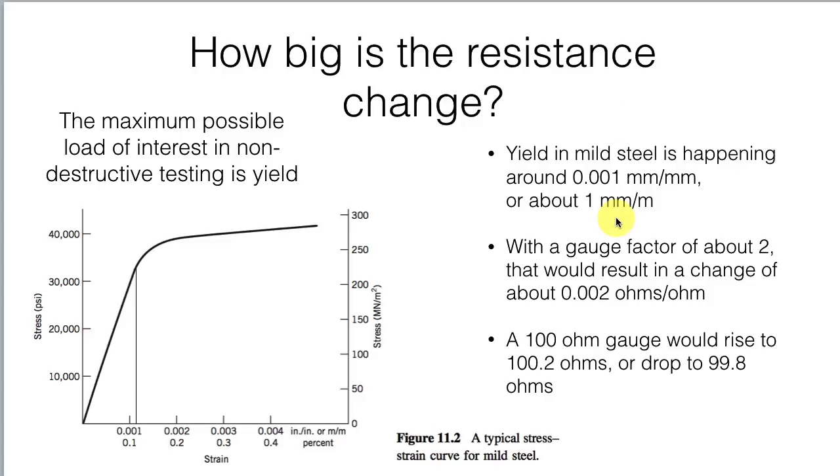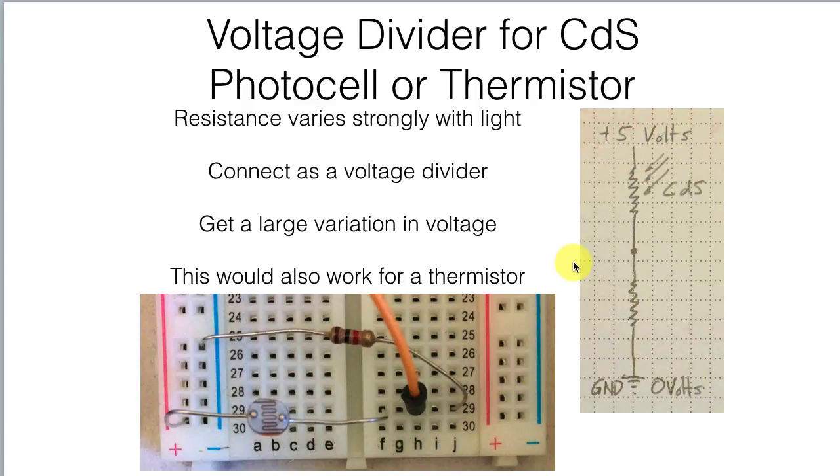The resistance change, as we saw before, if we're looking at making a measurement on a metal that has characteristics similar to mild steel, we're usually looking at about 0.1% change in length, which translates to about 0.2% change in the strain gauge resistance. A voltage divider, like we used for our cadmium sulfide photocell or for a thermistor, would work great for those ones because there's a large change in resistance here.